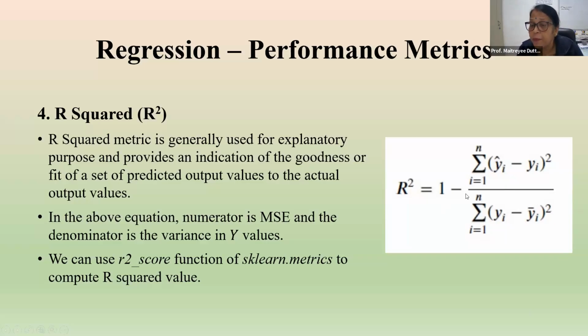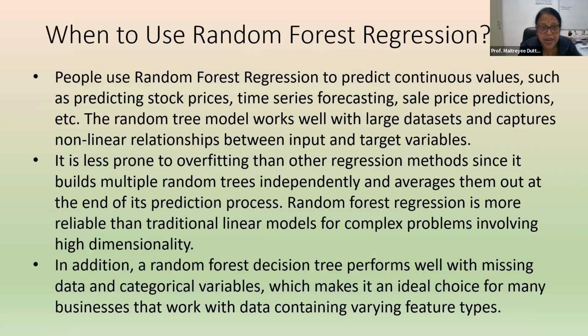So if you calculate 1 minus this divided by this, then you can find out the goodness of fit of a set of predicted output values to the actual output values. If your R square value is nearby 1, that means the model you have prepared is perfect. So these are 3 regression performance metrics. That is all about the regression analysis.